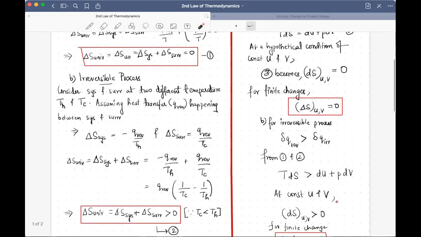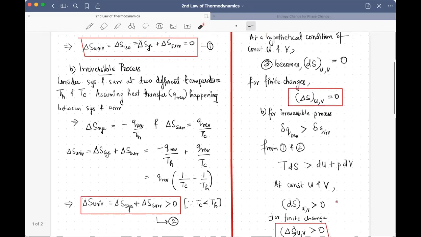Now, if we do the same for the irreversible process, here is one step I can write. The same equation we are going to use. So we are talking about the irreversible process. Therefore, delta Q irreversible would be equal to dU plus P dV. This would be the case when it is an irreversible process.